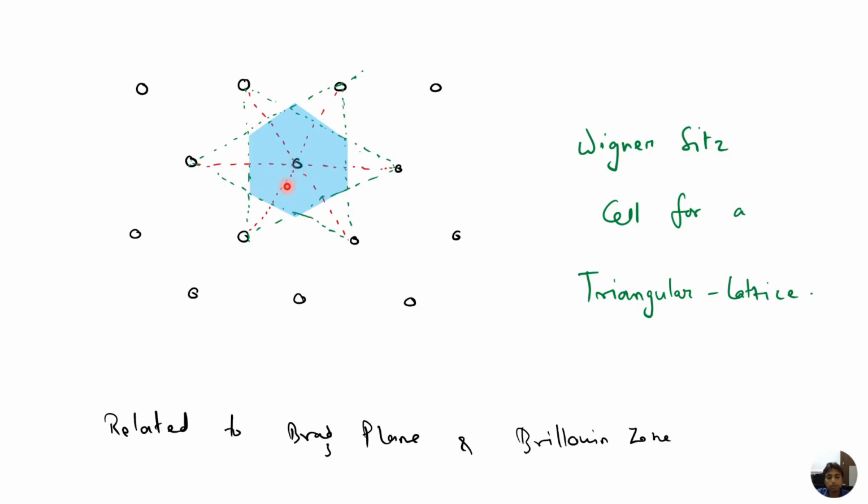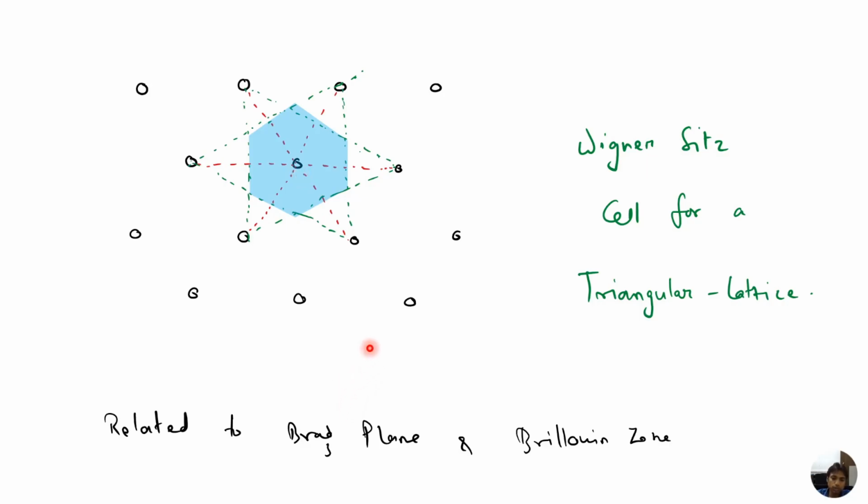Now what will happen is, you shade the region, or choose that region which is nearer to the chosen lattice point. How do you do that? By taking the perpendicular bisectors, and the region enclosed by these perpendicular bisectors will be your Wigner-Seitz cell. So in very simple terms, that's the region of your Wigner-Seitz cell.